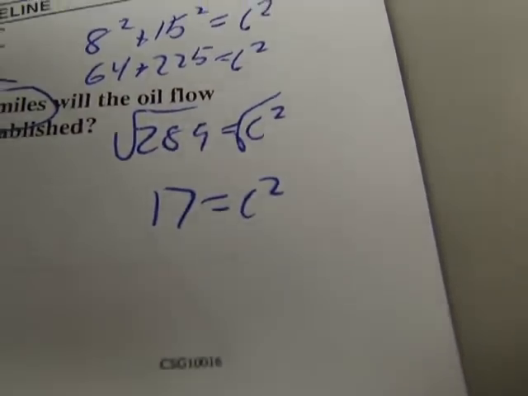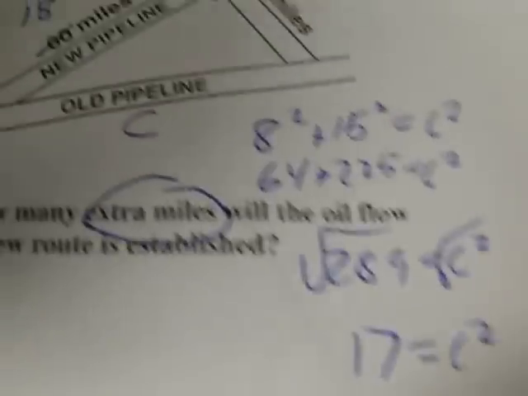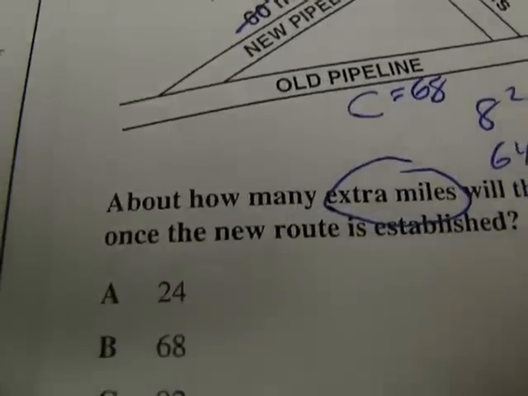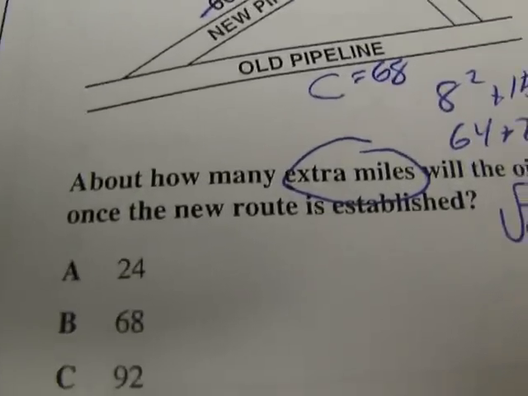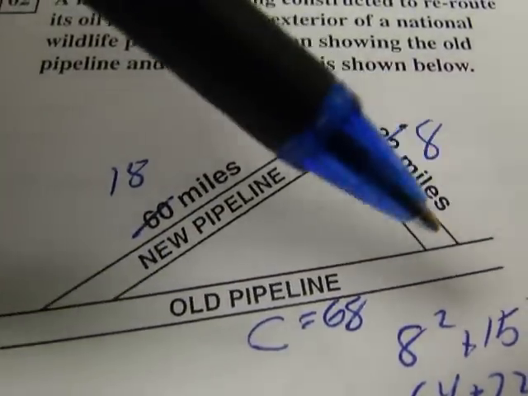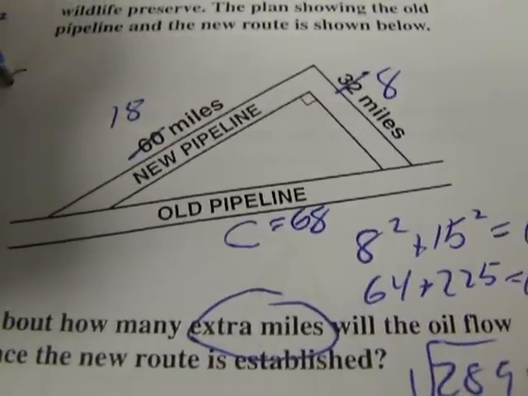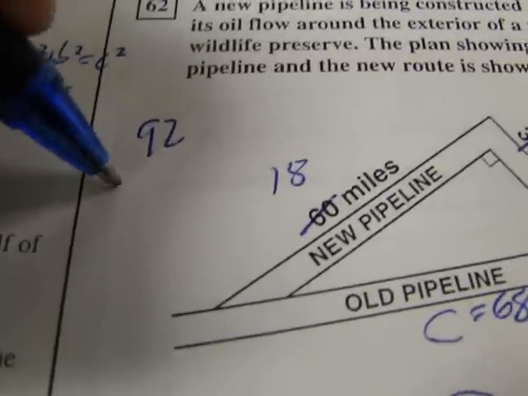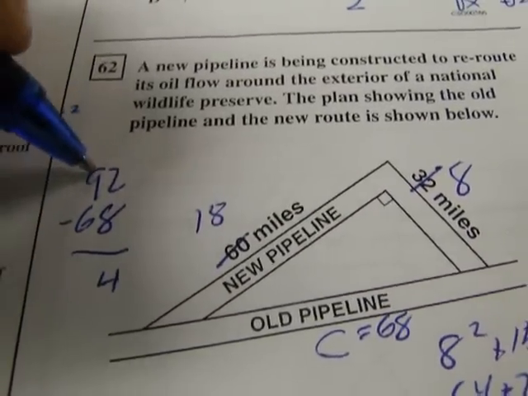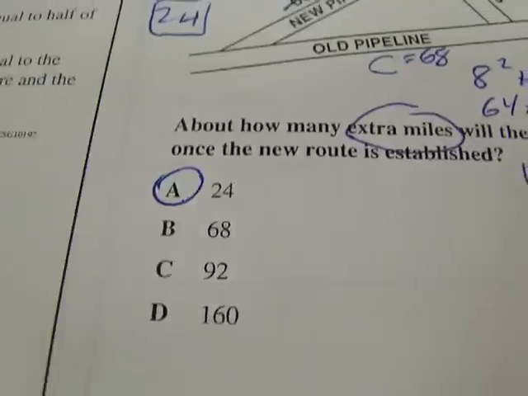Now remember, I divided by 4, so I have to multiply by 4 to get my answer. So 17 times 4 is 68. And that means that this distance is 68 miles. So going back to the question, about how many extra miles will the oil flow once the new route is established? You take the old route, which is 68, and you look at the new route. The new route is going to be 32 plus 60, which is 92. So how much extra will it flow? Well, 92 minus the old route of 68 gets us 24. So the answer is A, 24.